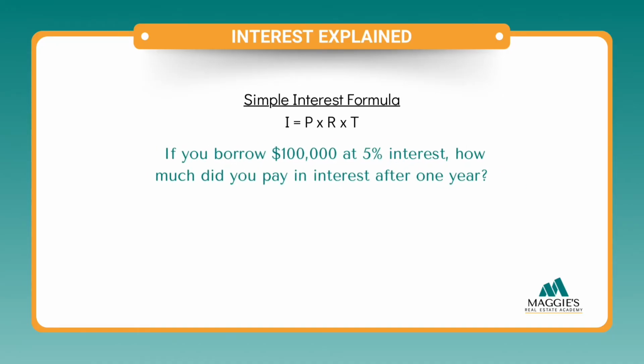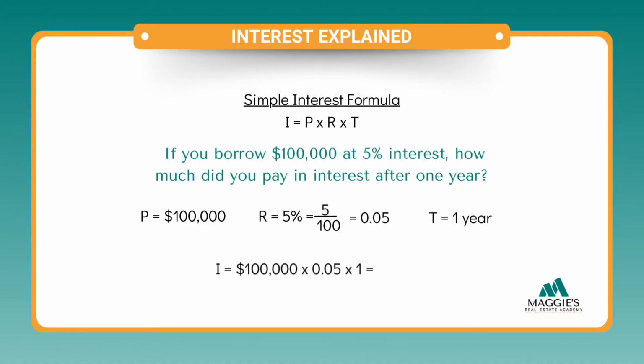So if I borrowed $100,000, that would be my principal balance, and the 5% is the rate. Convert the 5% into a decimal by dividing by 100, so that's going to equal 0.05. They say only 1 year, so $100,000 times 0.05 times 1 is going to equal $5,000 in interest for the year. Understanding how interest works helps you compare loan offers and plan your long-term financial journey. The lower the interest rate, the less you'll pay over the life of your loan.